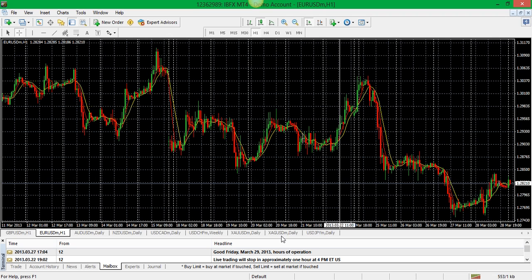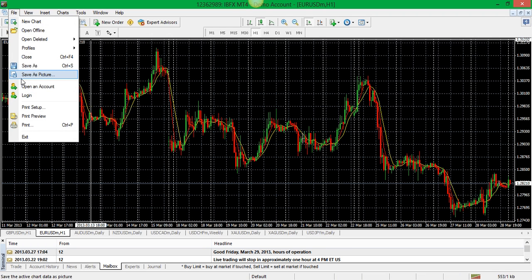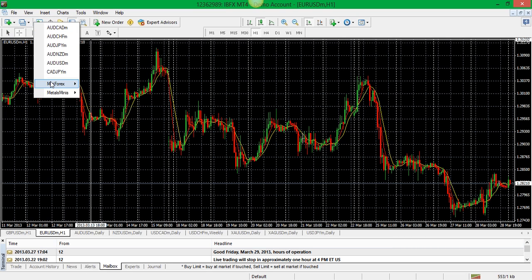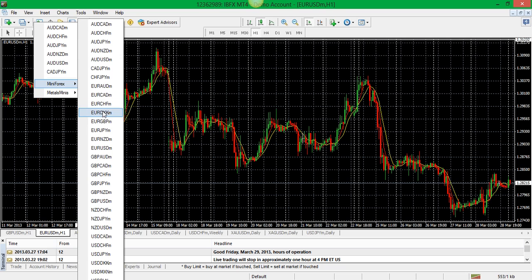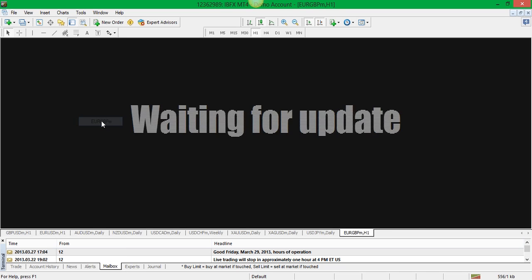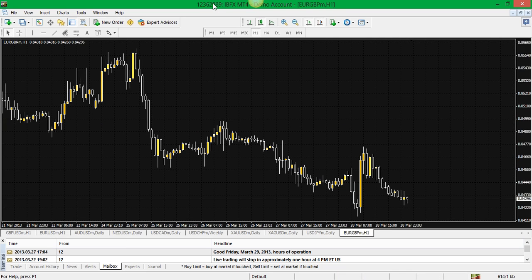So when you look at the euro versus the pound, you will know that the pound now is going up to sideways against the US dollar. The euro is going down. So if I go to a new chart here and I pull up the euro pound, I'm expecting the euro to be going down against the pound. And there you have it.